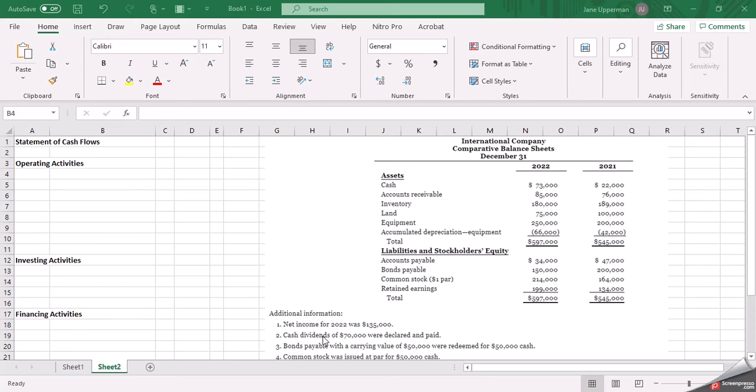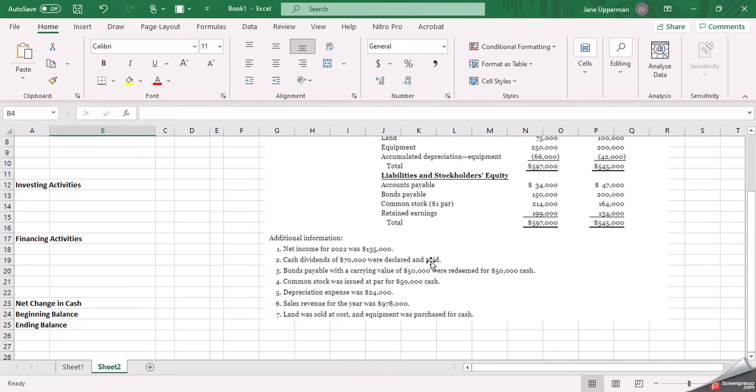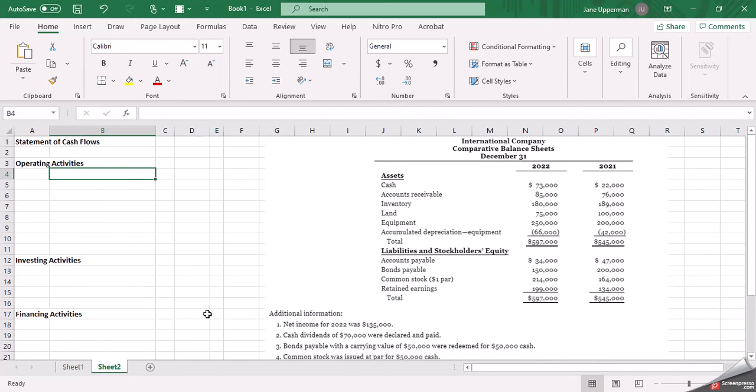Okay, we're going to prepare a statement of cash flows from this given information using the indirect method. With the indirect method, we want to analyze our balance sheet and do our change in our different accounts, depending on what it is. And then they give us the additional information that we'll need to fill in the rest of the statement. So when we go to our operating activities, we always start with our net income.